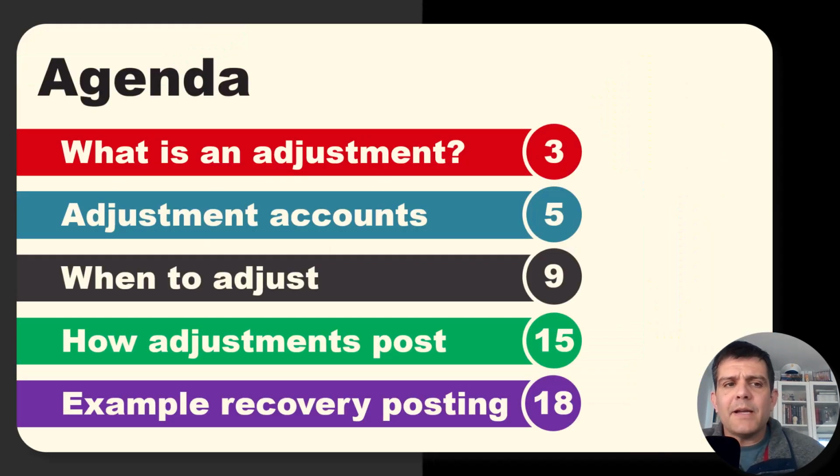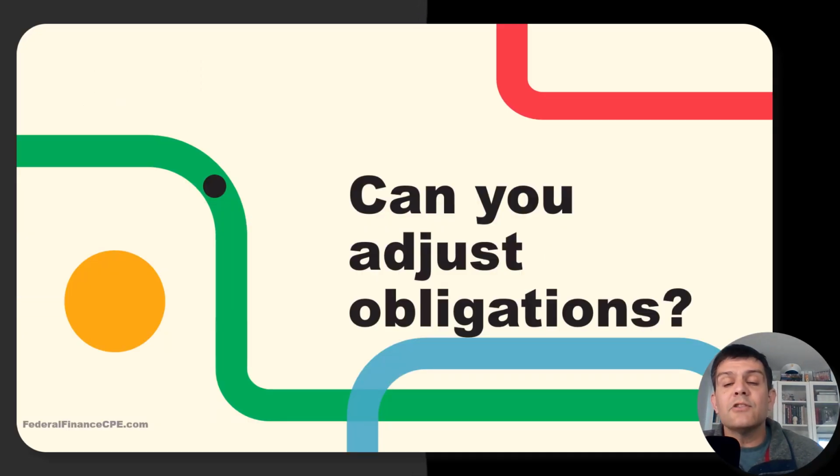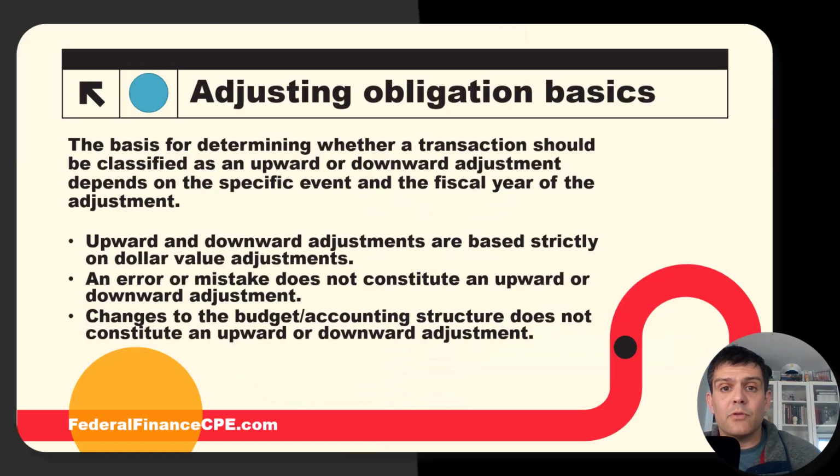We're going to start off by just defining what an adjustment is to us. Then we're going to go into the accounts you use to record adjustments. We're going to discuss when to adjust, how to post these adjustments, and then go through an example of posting a recovery. So the first question you're going to ask yourself: can you adjust obligations after they've been recorded?